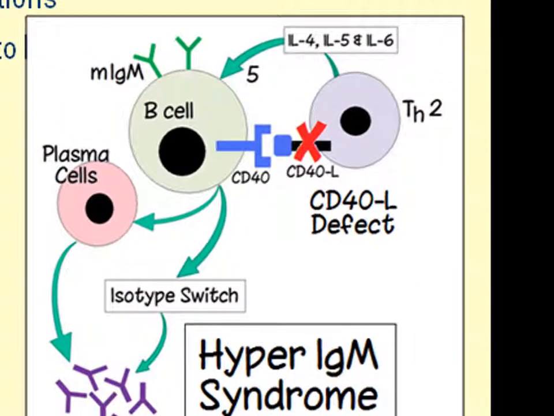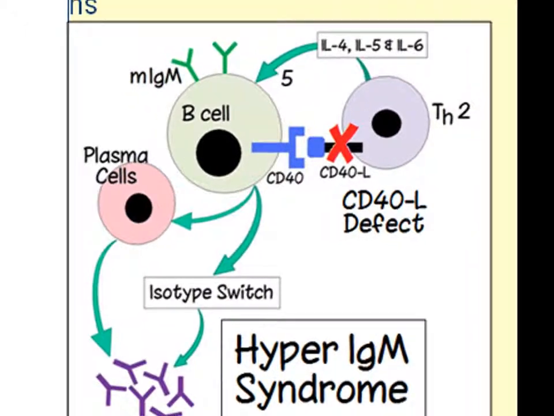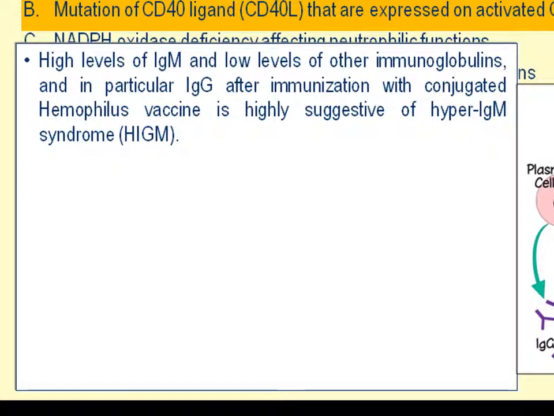And as you see in this diagram, the CD40 ligands are defective on Th2 lymphocytes. As you can tell, the condition that I'm referring to is hyper-IgM syndrome, and we're going to be covering all the immune deficiencies in more detail for you later. But for now, this is a good sort of appetizer for what comes next. Now, just to know, the high levels of IgM and low levels of other immunoglobulins, and in particular IgG, after immunization with conjugated Haemophilus vaccine is highly suggestive of hyper-IgM syndrome, HIGM.